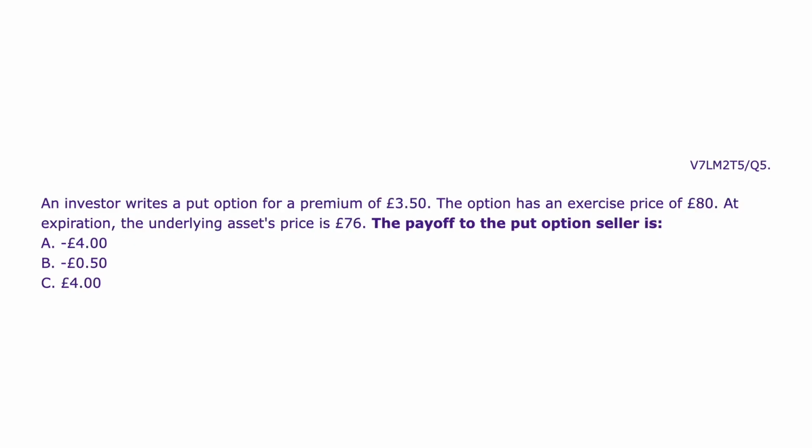An investor writes a put option for a premium of €3.50. The option has an exercise price of €80. At expiration, the underlying asset's price is €76. The payoff to the put option seller is: A. negative €4. B. negative 50 cents. C. €4.